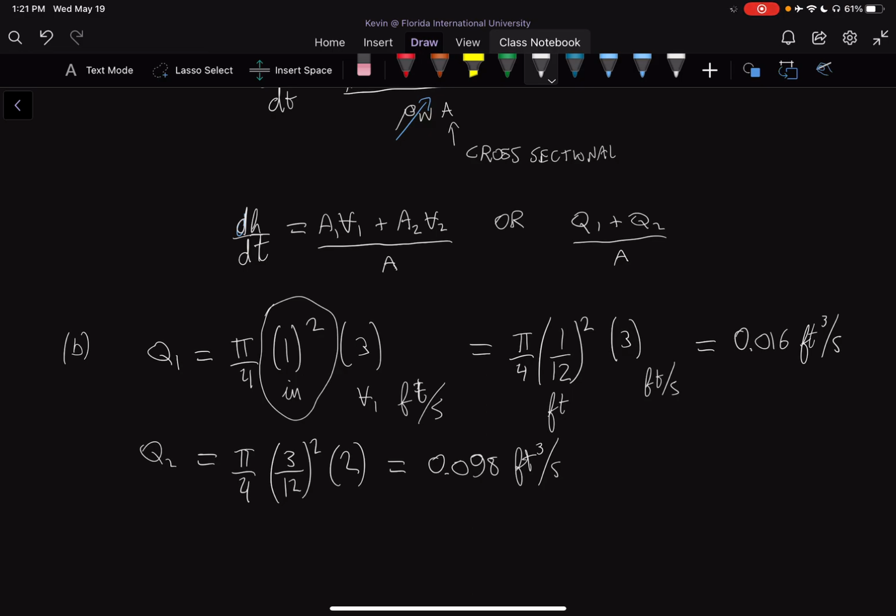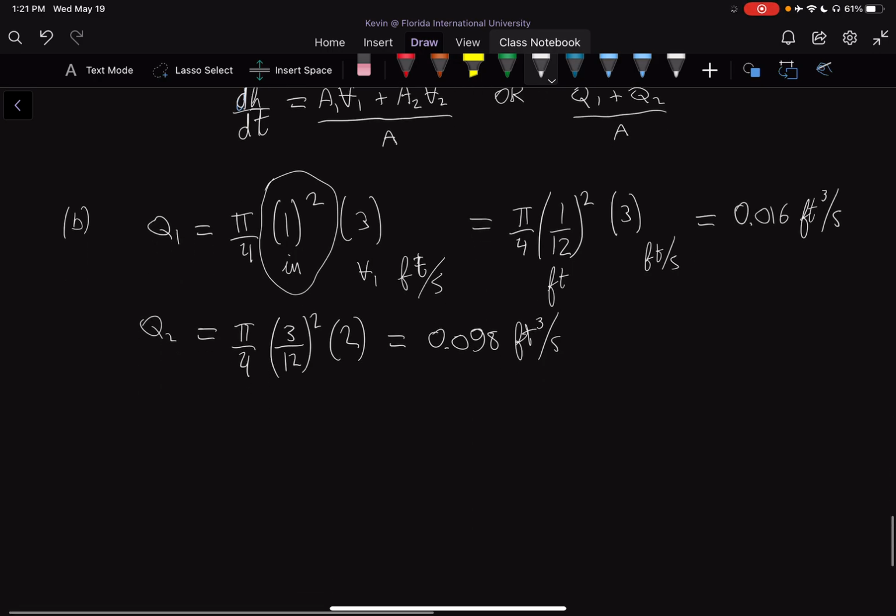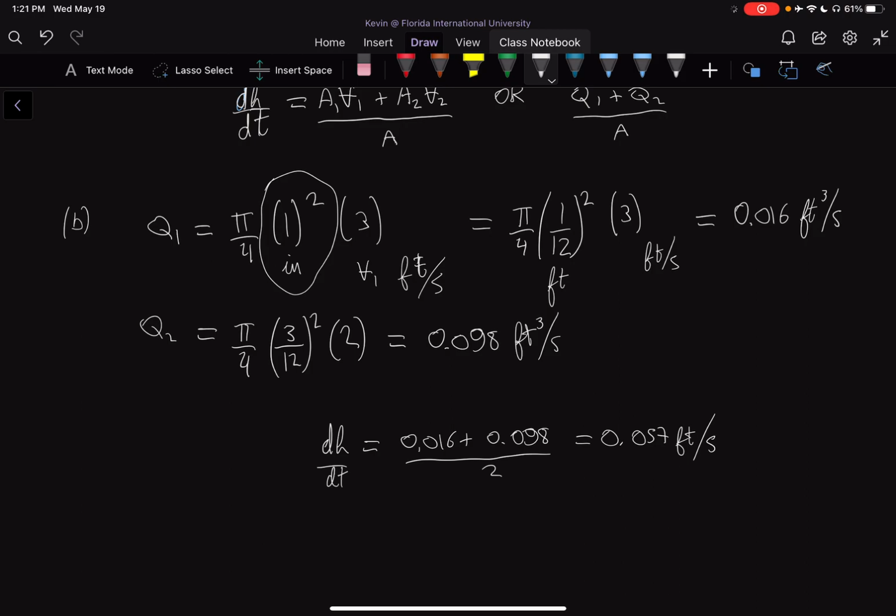And now we can just plug our values into our equation. So we have dH/dt is equal to 0.016 plus 0.098, divided by 2. And so we get that our final answer is 0.057 feet per second. So the height of the water is changing by 0.057 feet per second.